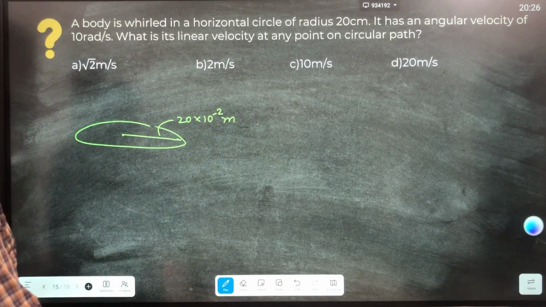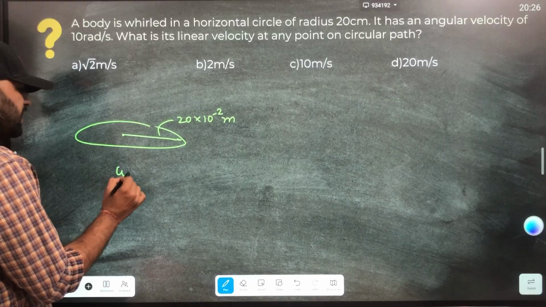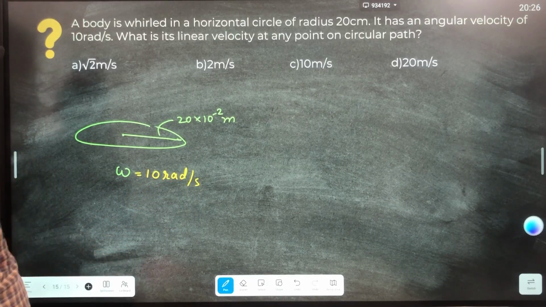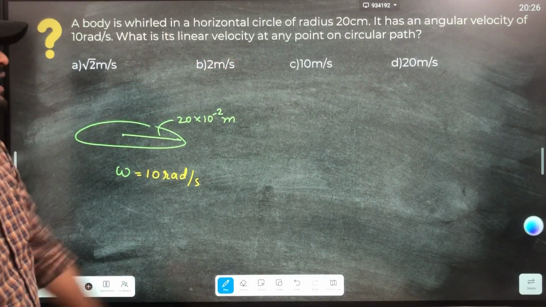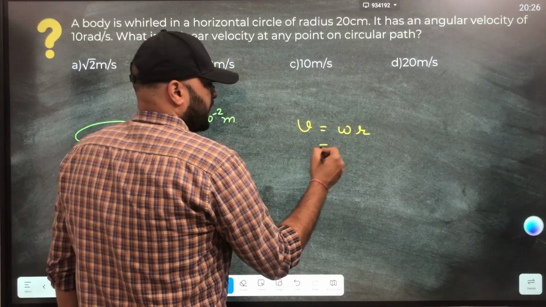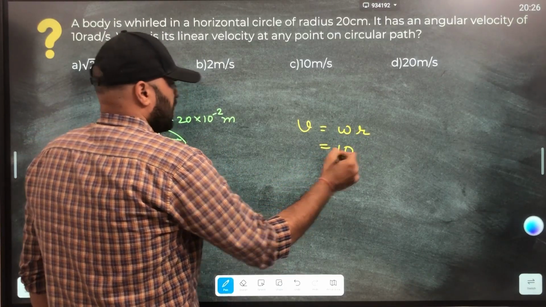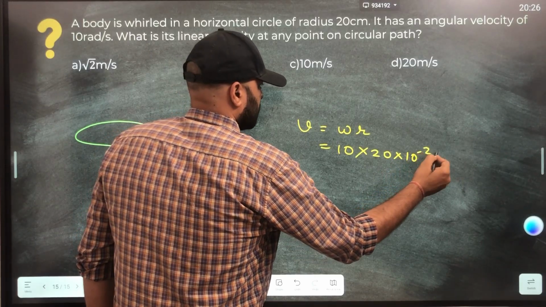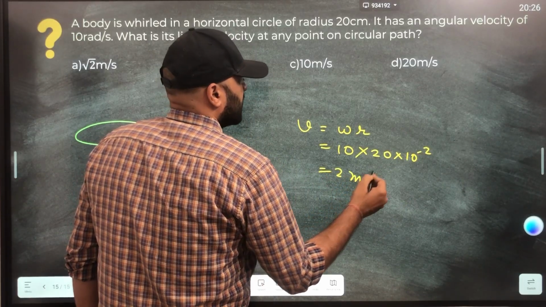It has an angular velocity of 10 radian per second. Omega is 10 radians per second, standard units. What is its linear velocity at any point? So v equals omega r, correct? Omega is nothing but 10. r here is 20 into 10 to the power minus 2. That will give us 2 meter per second.